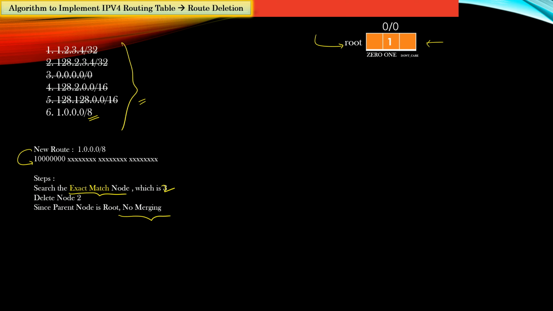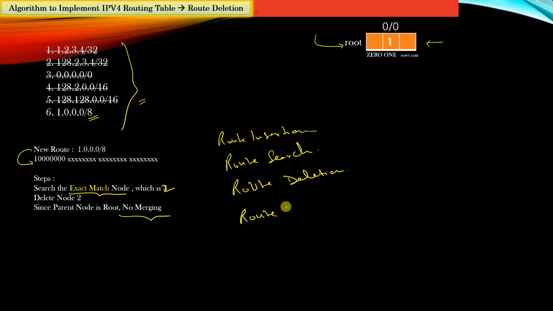I would suggest that you rewind the lecture video and exercise the route deletion algorithm again. So far we have completed route insertion, route search, and route deletion. What is left is the final thing, which is route lookup, which is based on longest prefix match. This is the next and final algorithm that we are going to discuss.